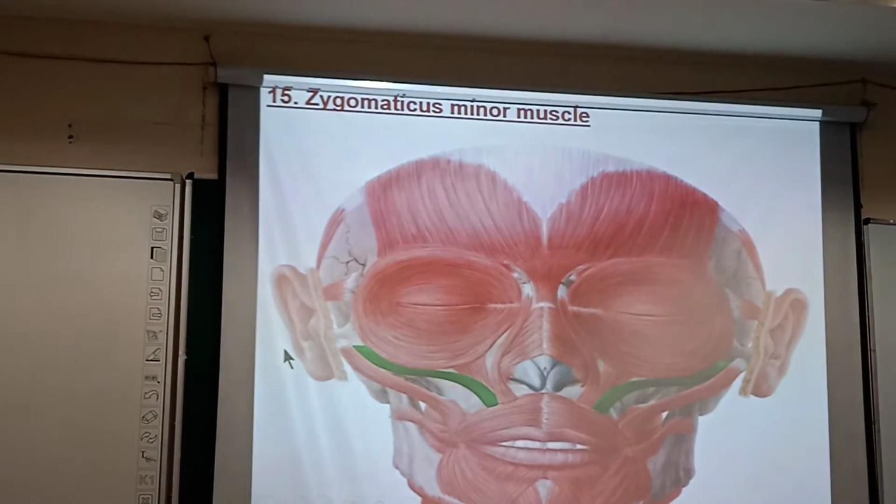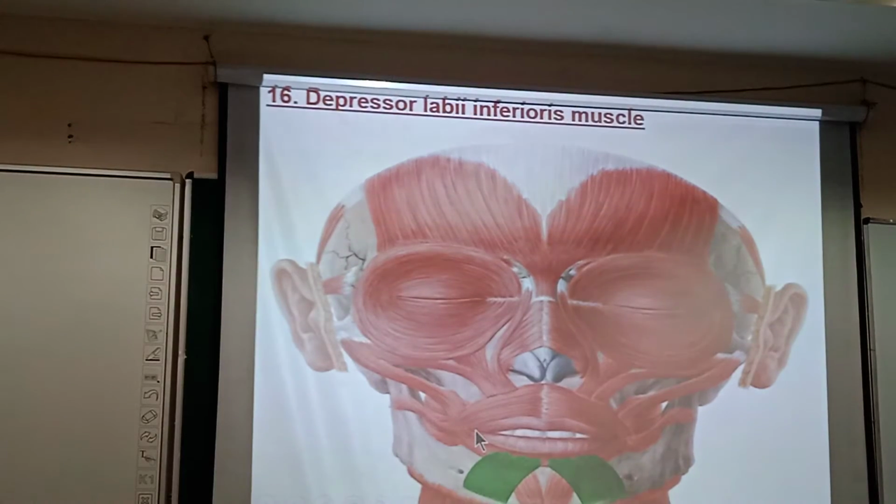Zygomaticus minor. Minor is always protected by major. So in green color, this one is zygomaticus minor, which takes its origin from the anterior part of the lateral surface of the zygomatic bone and gets inserted over the skin of the upper lip. Both are smiling muscles, zygomaticus major and minor.